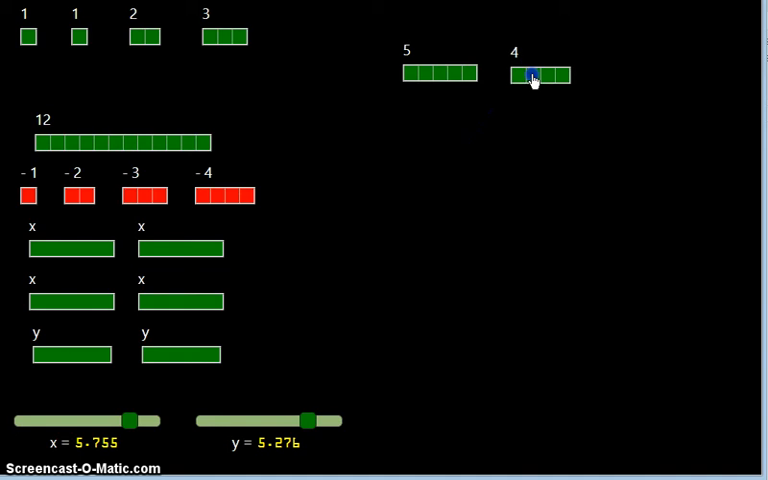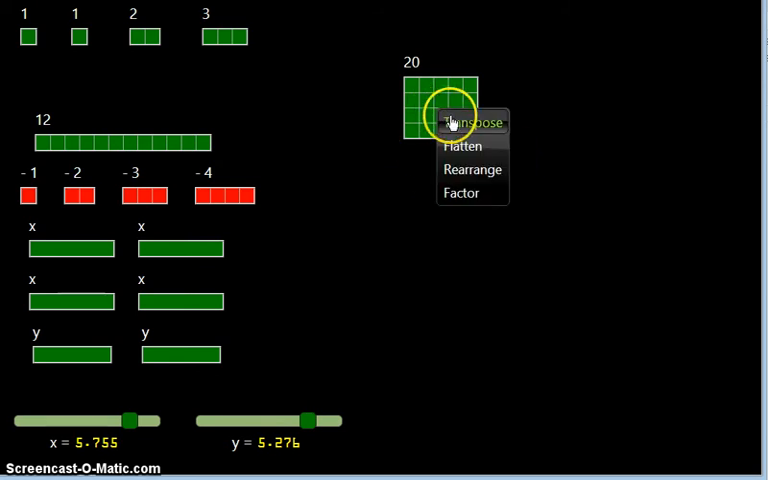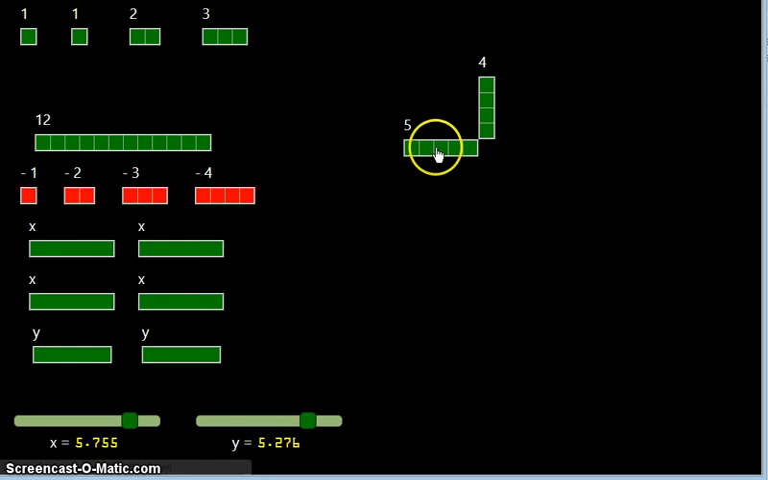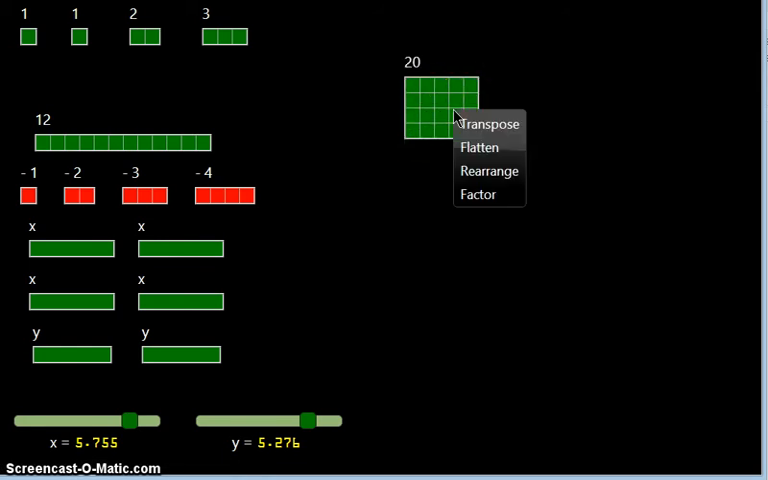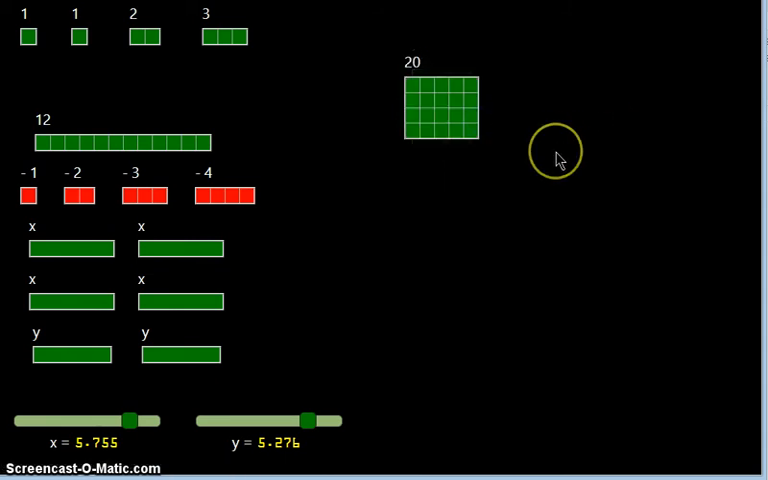So we have to make one of these bars vertical, and that's done by right-clicking and selecting transpose. And now if I put the 4 up to the 5, it's going to build a rectangle that's 5 by 4, which is 20 little tiles. So that's simply how you do multiplication. Now the nice thing is you can factor that too. Right-click and select factor, and it reverses the process. The important thing for factoring is you've got to have a rectangle to factor. You can also transpose this, just like before.